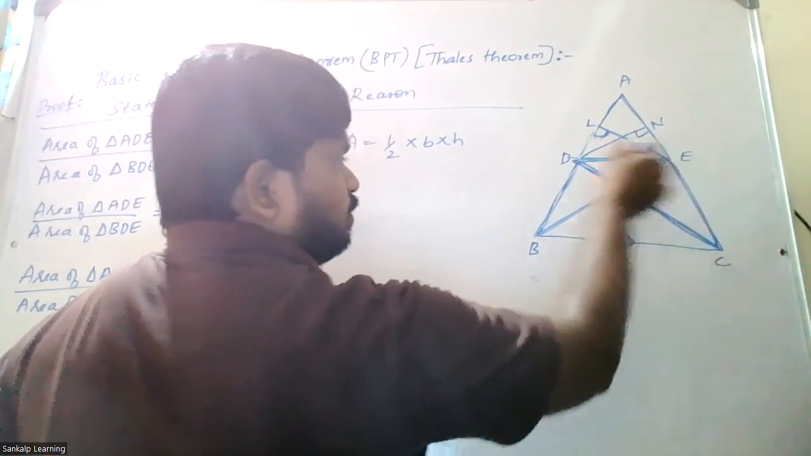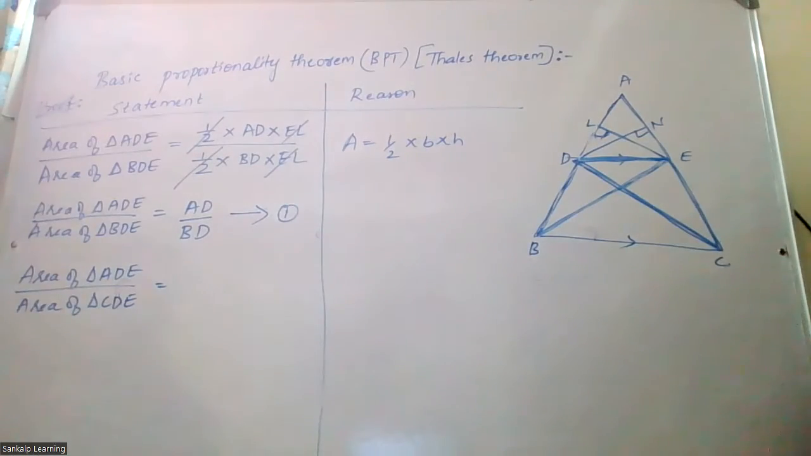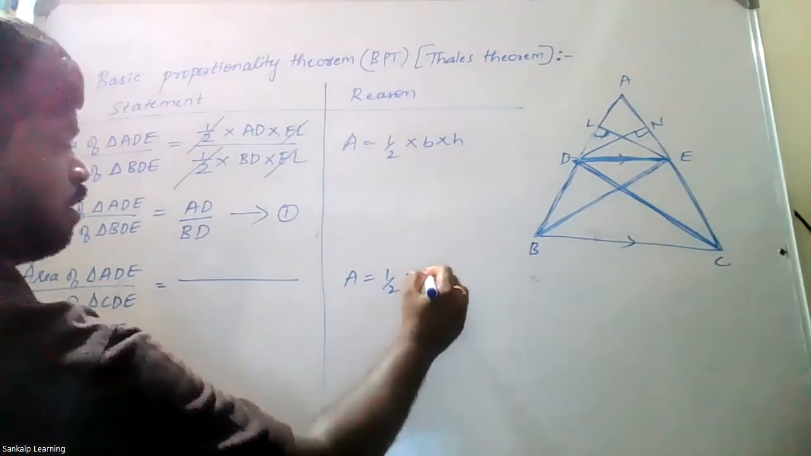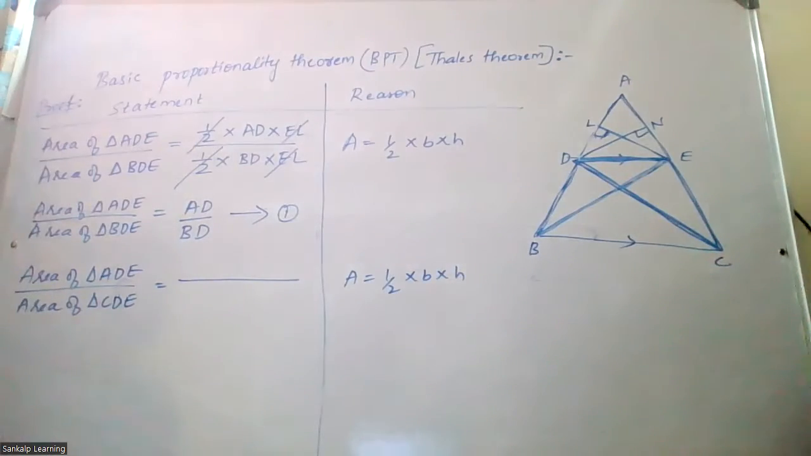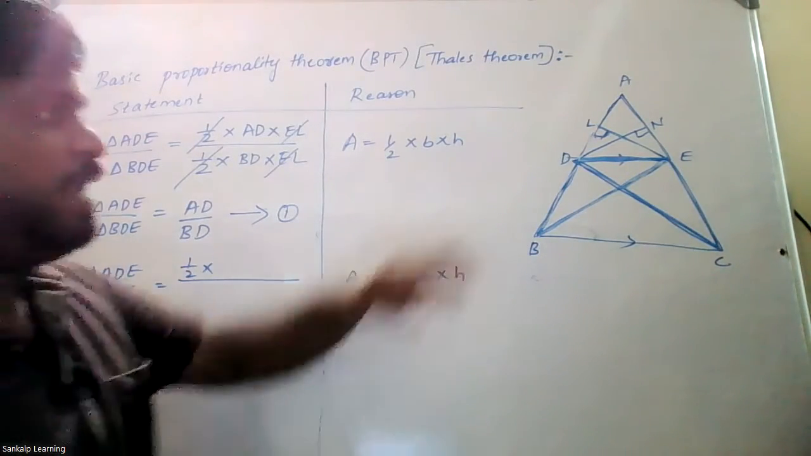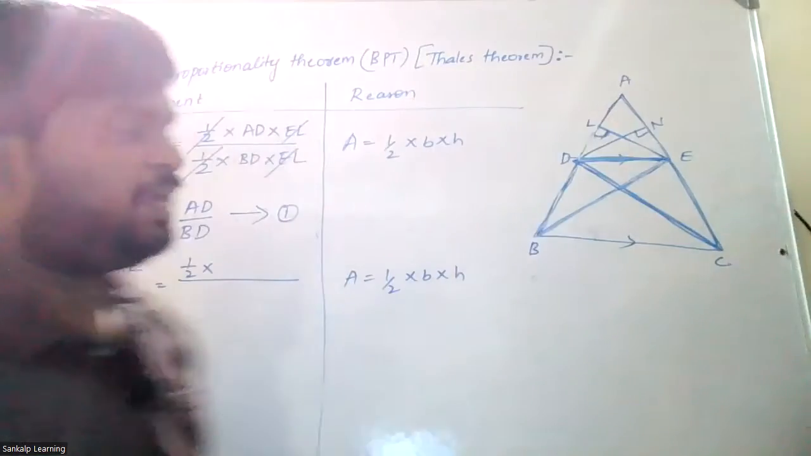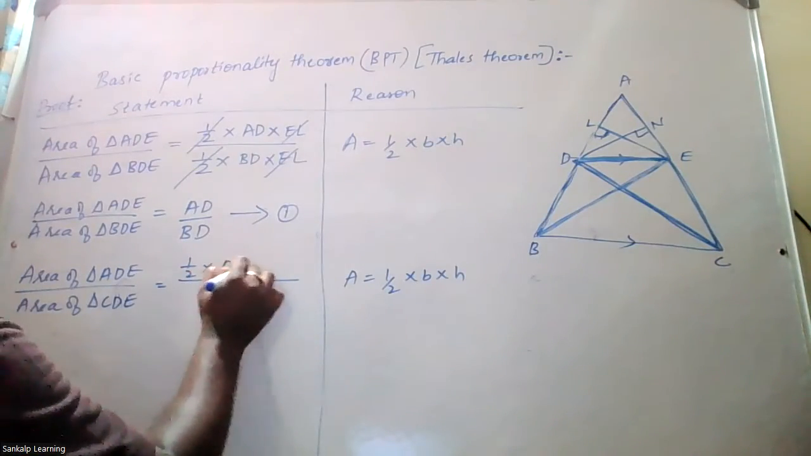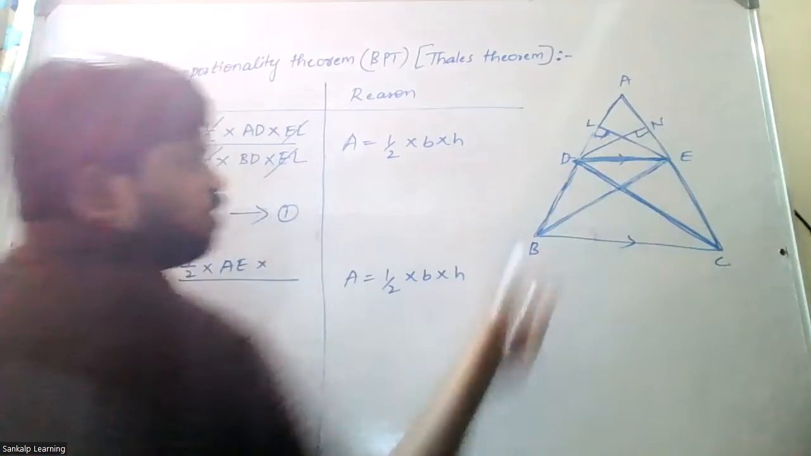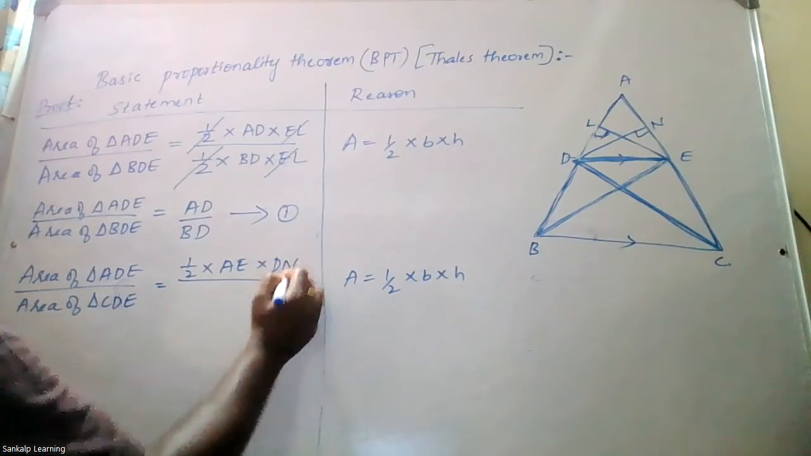CDE is this triangle. So again, the same formula: area is given by half into base into height. Therefore, half. Last time I took AD as the base. Now let me take AE as the base. If AE is the base, it is very obvious: opposite point is D. From there, you get a perpendicular. So DN will be the height.